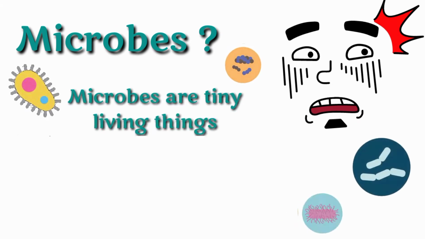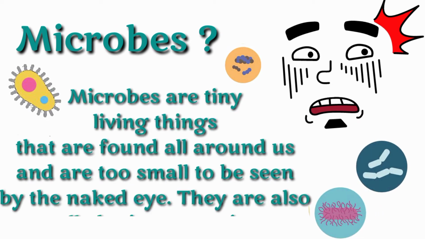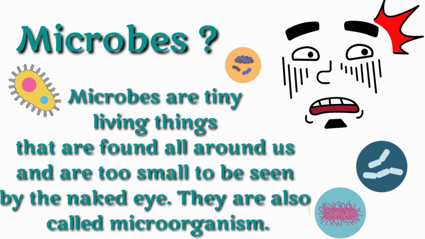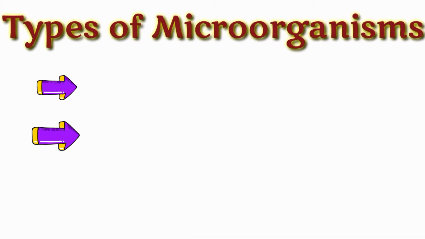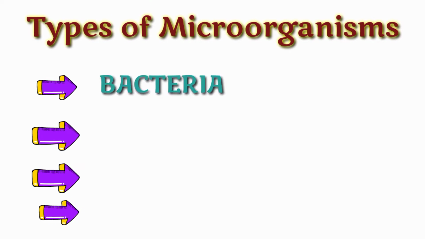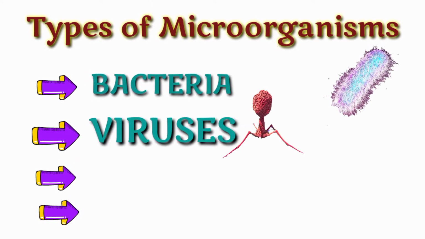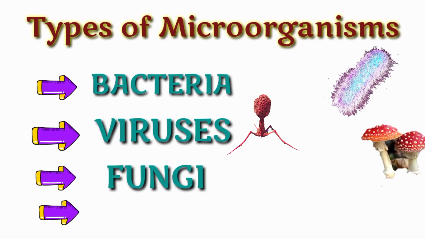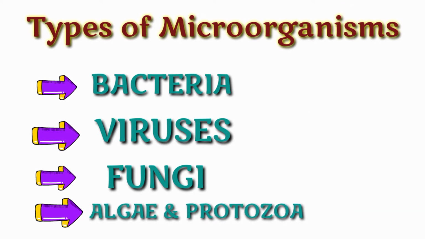Microbes are tiny living things that are found all around us and are too small to be seen by the naked eye. They are also called microorganisms. Types of microorganisms: bacteria, viruses, fungi, algae and protozoa.